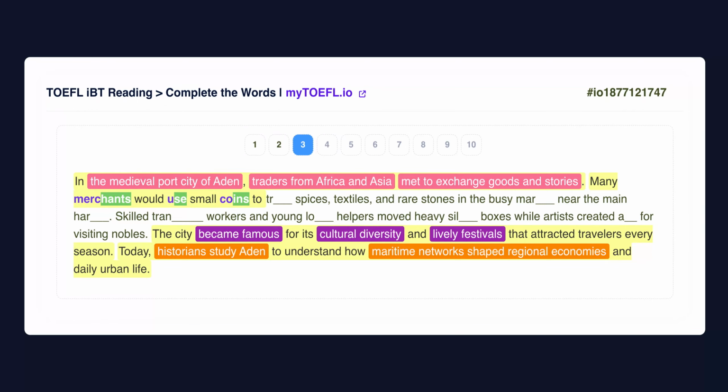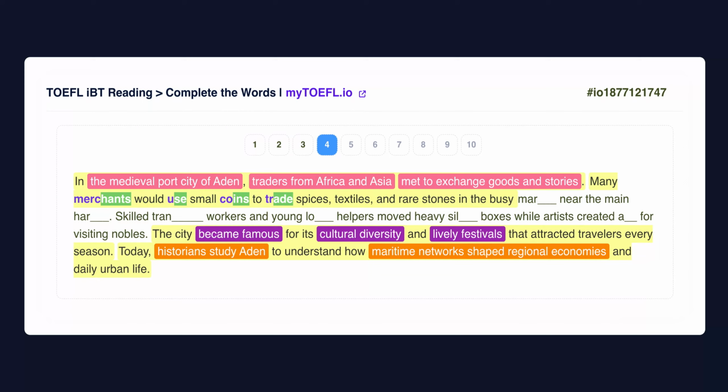We're on a roll. The next word is a verb that describes what the merchants did with the coins. Think about the main purpose of the city of Aden as described in the first sentence. Many merchants would use small coins to tran _ _ _ spices, textiles, and rare stones in the busy. The question provides the letters T and R, and we need to complete the three remaining blanks. The sentence says they used coins to do something with spices, textiles, and rare stones. The first sentence mentioned that traders met to exchange goods. A direct synonym for this action that starts with TR is trade. This word perfectly describes the activity.